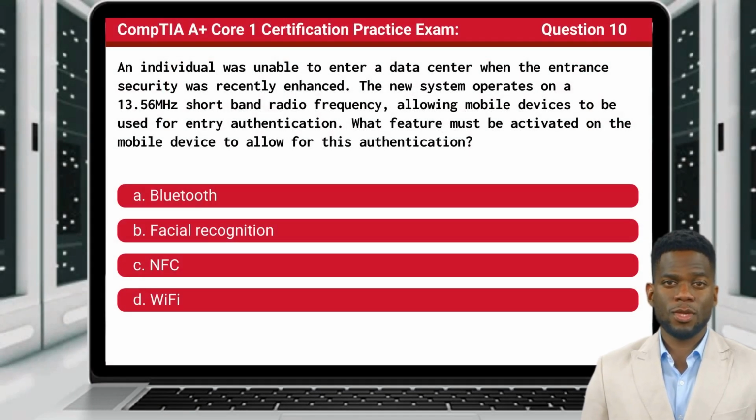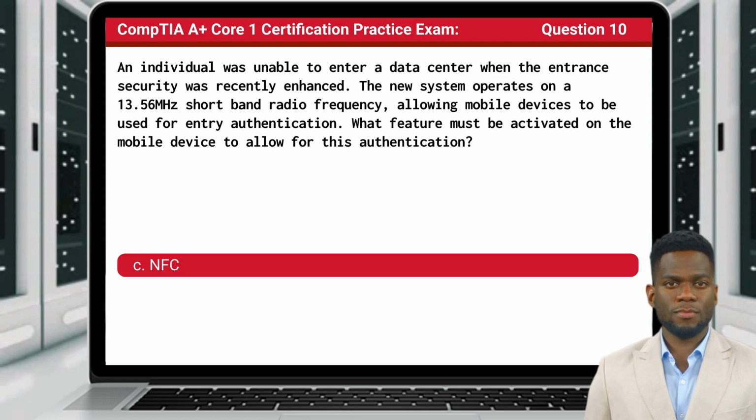Question 10. An individual was unable to enter a data center when the entrance security was recently enhanced. The new system operates on a 13.56 MHz short-band radio frequency, allowing mobile devices to be used for entry authentication. What feature must be activated on the mobile device to allow for this authentication? The answer is C. NFC.